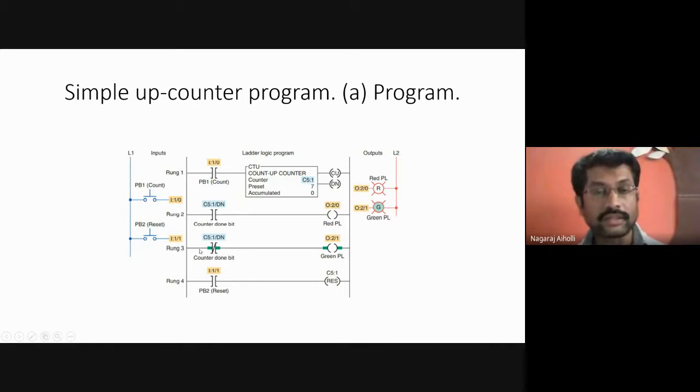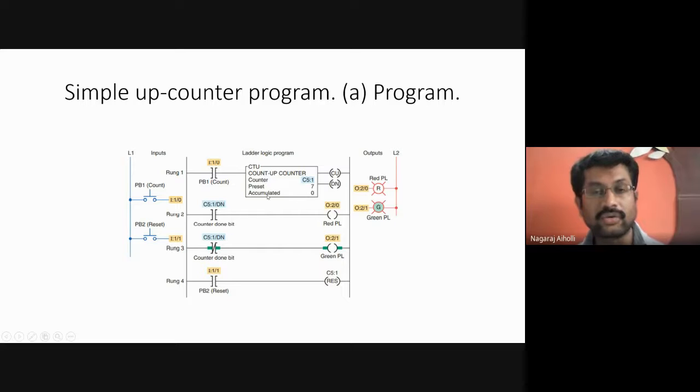Let us come to the third rung. What is happening in the third rung? Initially, when the counting has just started, the done bit is still 0; it has not become 1. The done bit becomes 1 only after the counting operation is completed. When the done bit becomes 1, this contact gets closed and the red pilot light is turned on. But the done bit is still 0 when the counter has started.